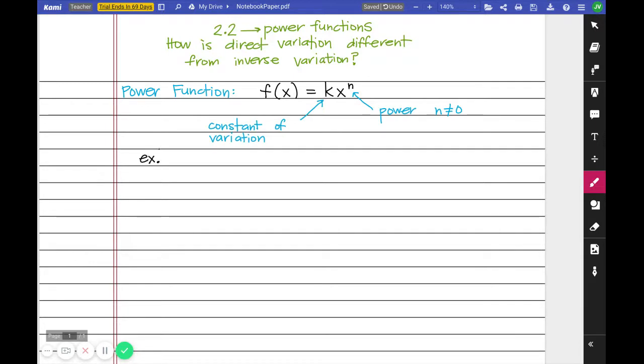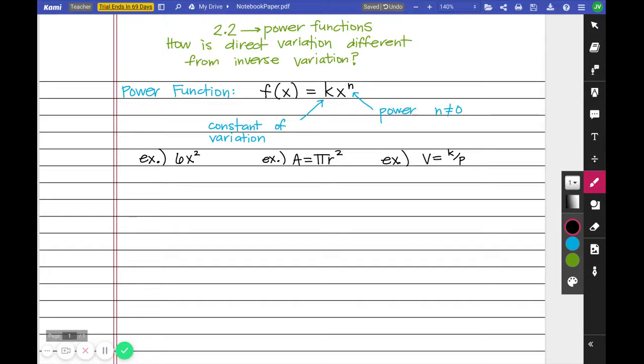So first, an example. 6x to the second. There's just a basic one, right? We can get a little bit fancier. Area equals pi r squared. And we can get crazy fancy and bust out some chemistry. Volume equals K divided by P. P in this case is pressure. As pressure increases, volume decreases. As volume increases, pressure decreases.